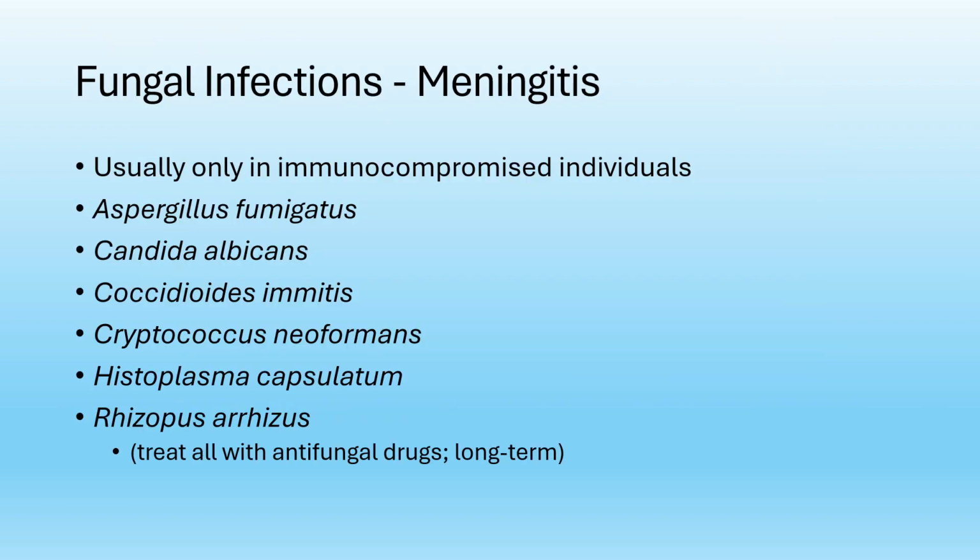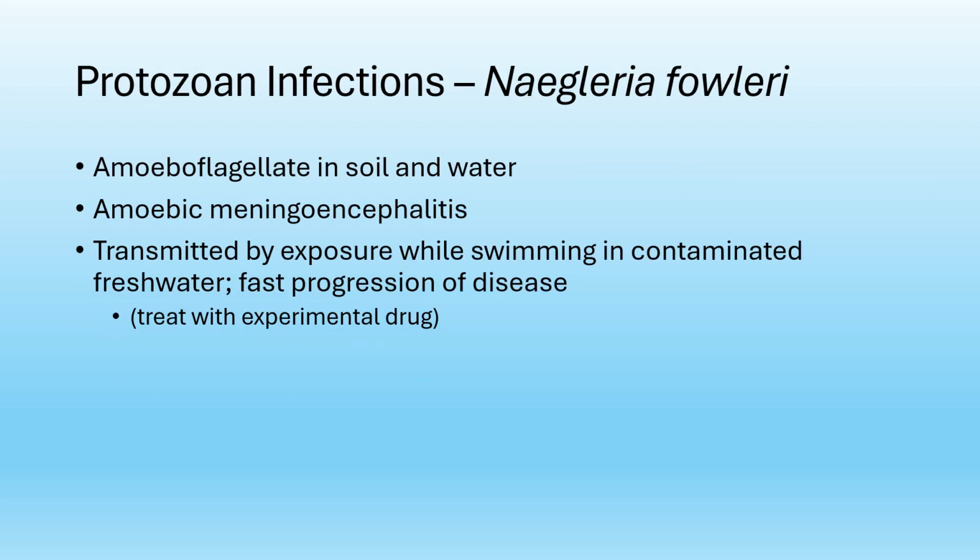Other fungal infections that cause meningitis. Usually this is seen only in immunocompromised individuals, but there are several different types. These include Aspergillus fumigatus, Candida albicans, Coccidioides immitis, Cryptococcus neoformans, Histoplasma capsulatum, and Rhizopus. All of these you can treat with antifungal drugs, and once again, it's going to be a long-term treatment, or certainly longer than what you would see with bacterial infections. Moving on to protozoan infections, Naegleria fowleri.